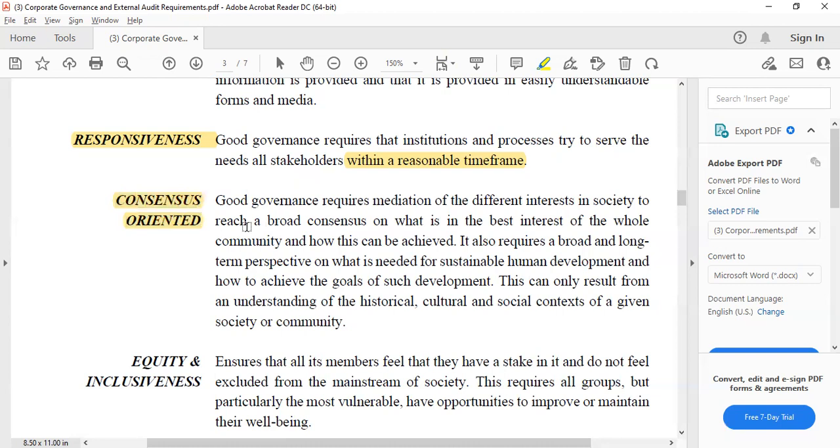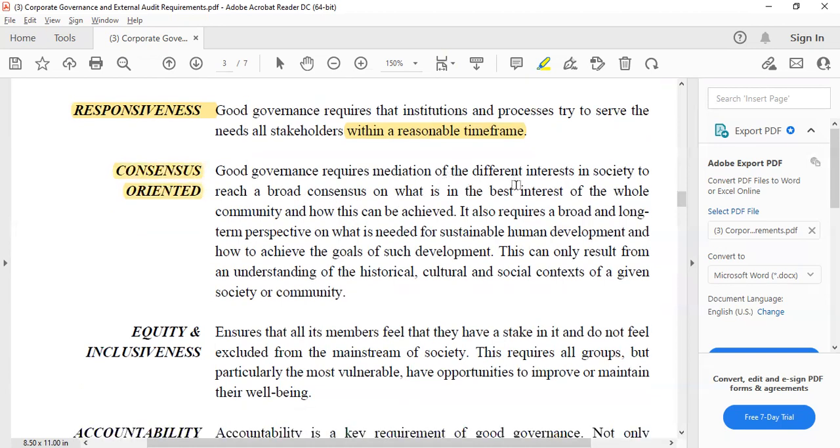Then consensus-oriented. Good governance requires mediation of the different interests in society to reach a broad consensus on what is the best interest of the whole community and how this can be achieved. So if we are to apply this in a corporate setting, we should be able to harmonize all interests of all persons involved. Dapat wala kay gipaboran nga interest na interest lang sa managers o niya bahala na ng mga rank and file employees. So that should not be the case. We should be able to come up with a consensus nga kitang tanan maka-benefit, kitang tanan ma-happy. No? So best interest of the whole.